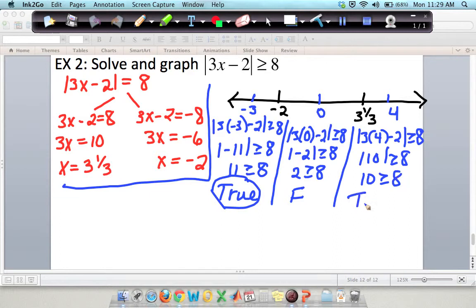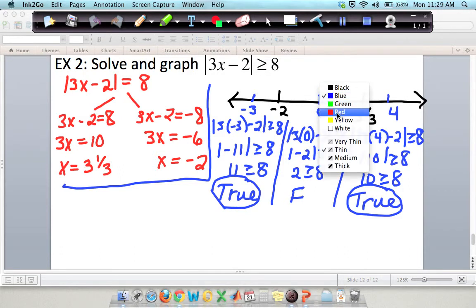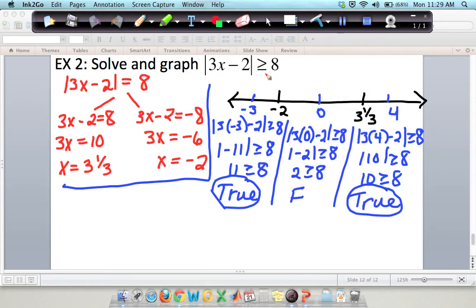So in this case, I have the two outside regions as the solutions. So be careful, look at your inequality symbol. It's greater than or equal to, which means it's a bracket. And make sure you're picking your boundary point, not the point you tested. So the boundary point is negative 2, and this region was true. And then the boundary point here is 3 1/3, and this region was true. So I highlight the two outside regions.